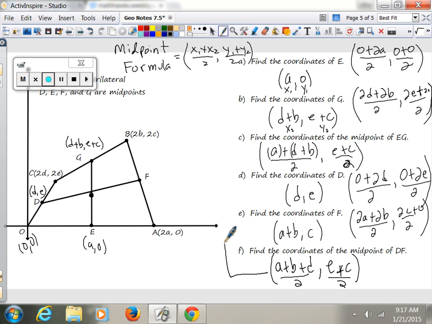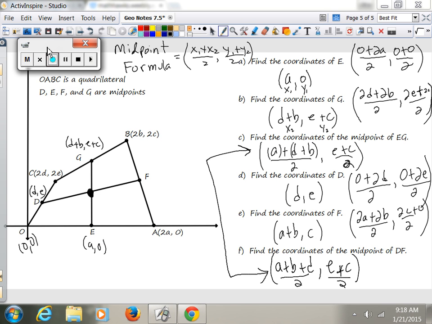What do you notice about these two answers? They're the same answer. So this midpoint should have been right there because it's the midpoint for both. So when you connect opposite midpoints in every quadrilateral, you'll meet at the same point. Take a quadrilateral, connect the two opposite midpoints, you'll always meet at that same exact point. So that's the little proof there. All right, so 7-5's notes are done.